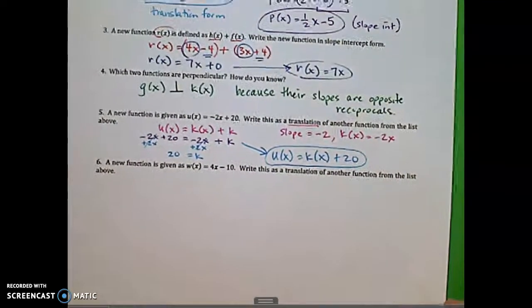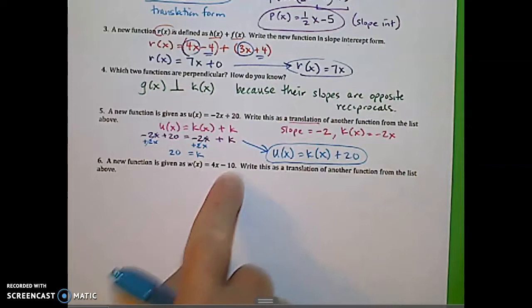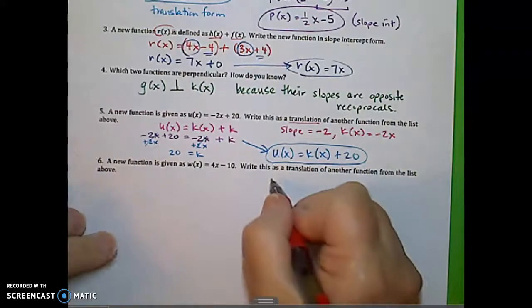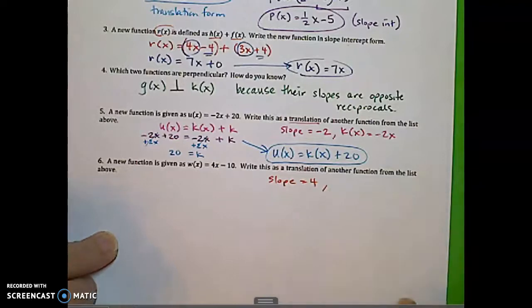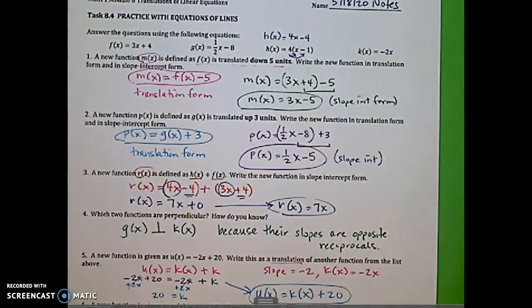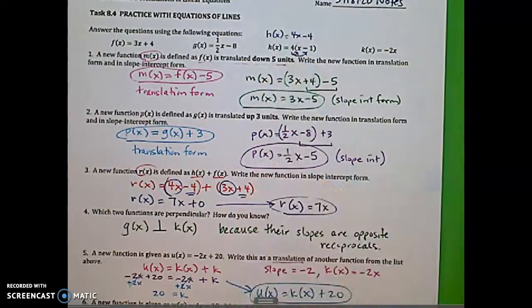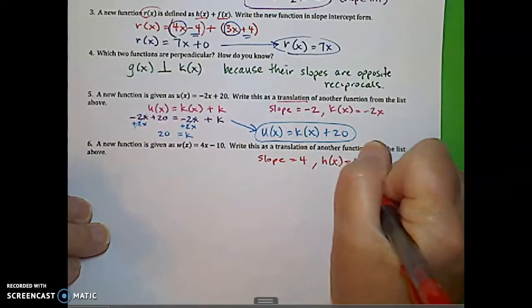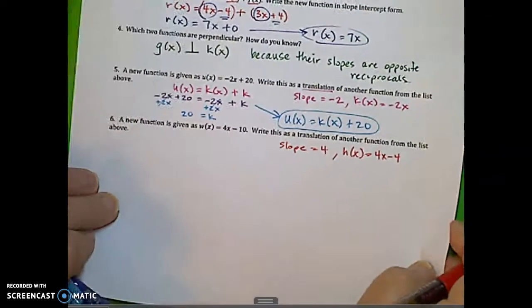Okay, let's try another one like that. The new function is given as w of x equals 4x minus 10. Write this as a translation of one of the functions from up above. So I know the slope has to equal 4. So which function from up above had a slope of 4? It's going to be h of x, which was 4x minus 4. So I'm going to just write h of x equals 4x minus 4. That way I have it all down here where I can use it.